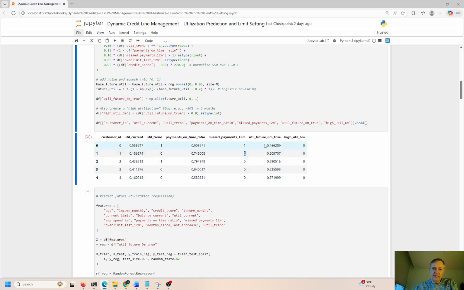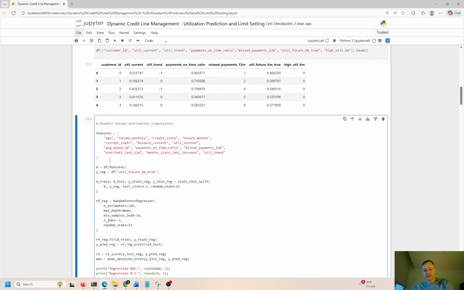So fine over here, utilization in 6 months, is this true or not? These are all probabilities, right? So up to 1.0 would be perfect and 0 would be none. And high utilization in 6 months, so they're all zeros, right? So I'm not using a whole lot of credit. So let's go ahead and build our first model here.